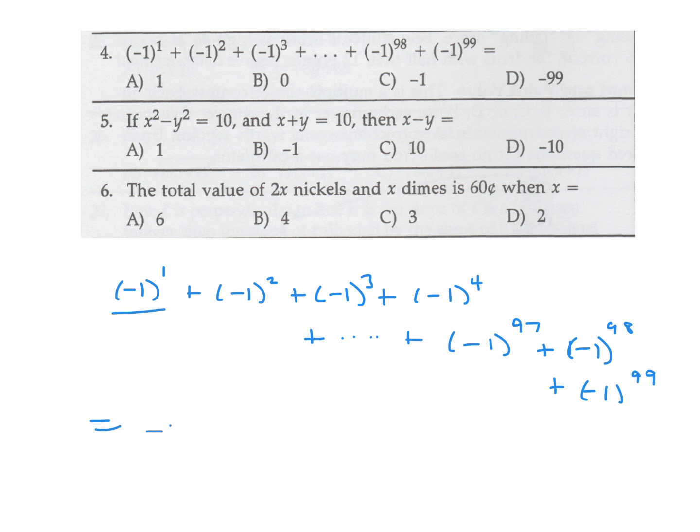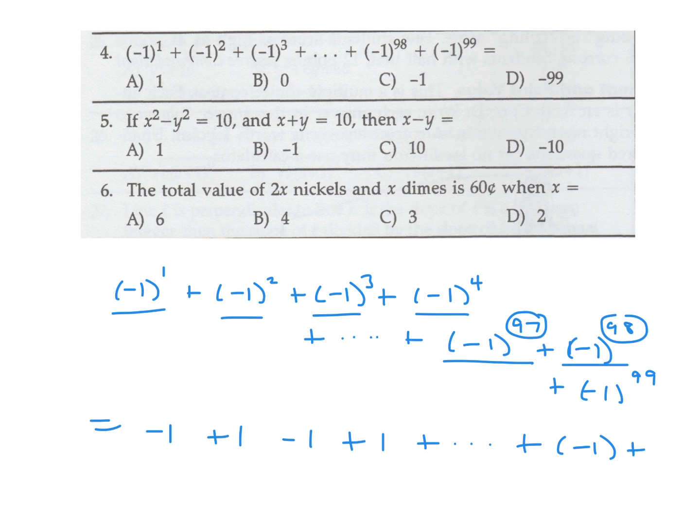So this guy is negative 1, this is 1, this is negative 1, this is 1. So as you can see, there's a little bit of a pattern, and then this one, because the exponent is odd, it would be negative 1, and then this, because the exponent is even, it would be just 1, and then the last one would be negative 1. So it looks like this would cancel, negative 1 plus 1, negative 1 plus 1, and then it would just keep going all the way down to that one at the very end, and then you'd be left with this solo negative 1. So this all boils down to just negative 1, and therefore number 4 would be C.